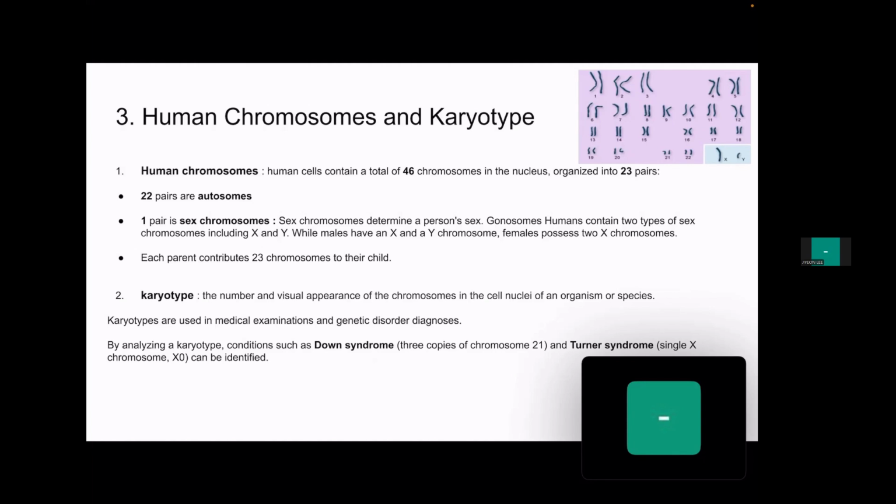Next, a karyotype is the number and visual appearance of the chromosomes in the cell nuclei of an organism or species. Karyotypes can be used for medical examinations and to diagnose genetic disorders such as Down syndrome or Turner syndrome.